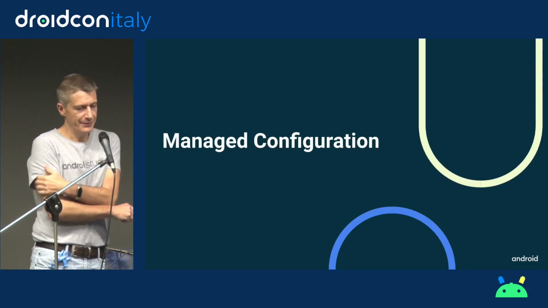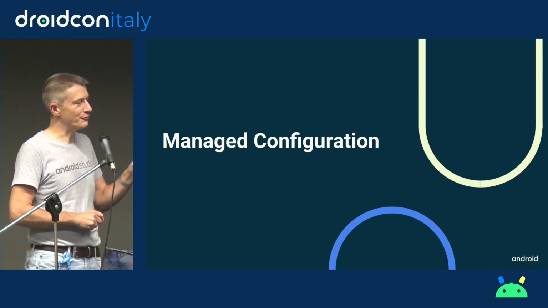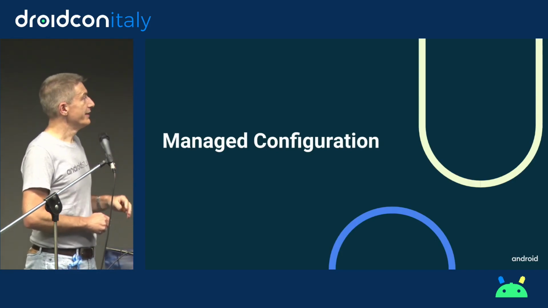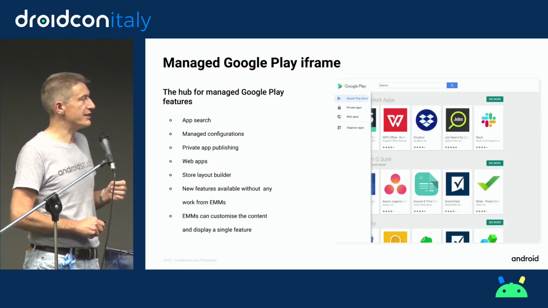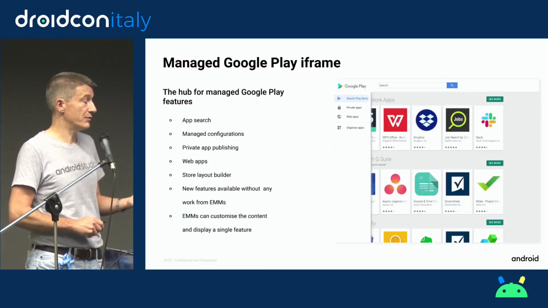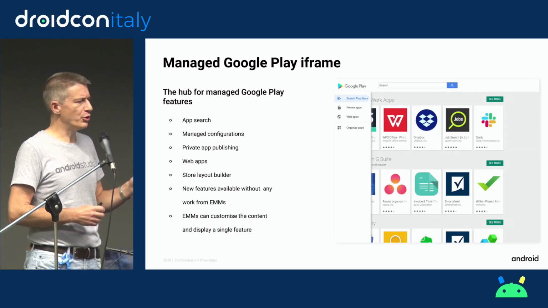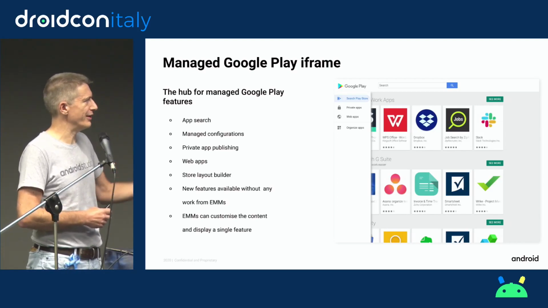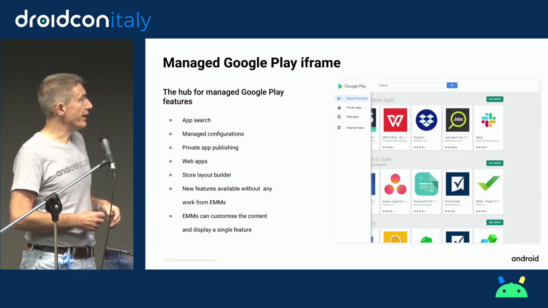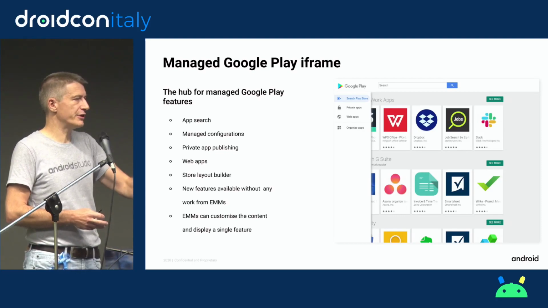Okay, this is the part on the cross-profile apps service. Next is managed configuration. Managed configuration is something that you can configure from the managed Google Play. This is usually available as an iframe for the EMM, like AirWatch, MobileIron, and so on. It allows the IT organization to search for the app and enable the apps for the users.